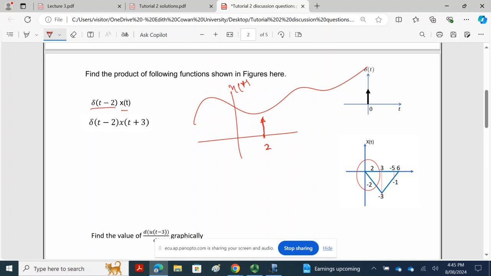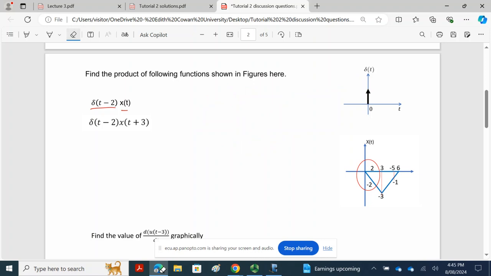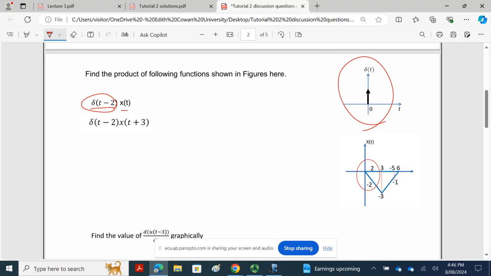Now, that's my delta. That's how I move it, left and right. t minus 2 goes to the right, t plus 2 goes to the left. Now, look at the bottom one. Delta(t minus 2) means that I move my sampling point to the right. And then I have x(t plus 3), which means that I shifted my signal as well to the left. So I'm doing two things. I'm moving my signal, and I'm moving my sampling. Now, let's find the answer.